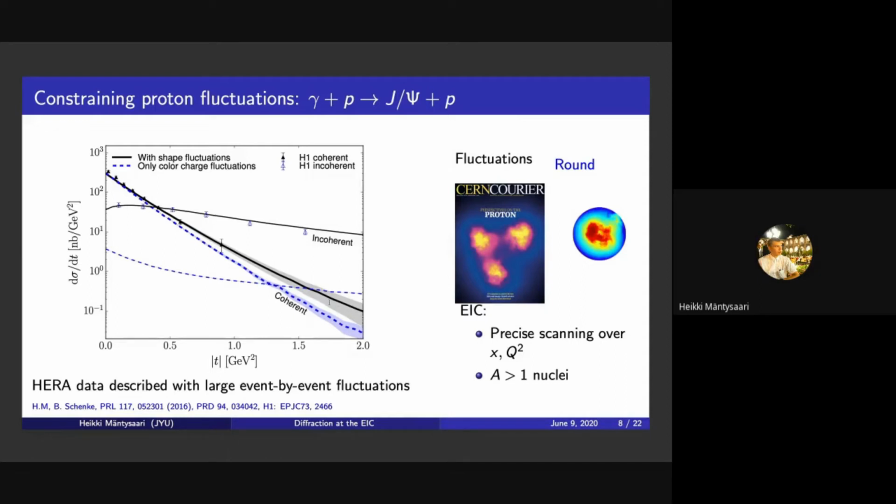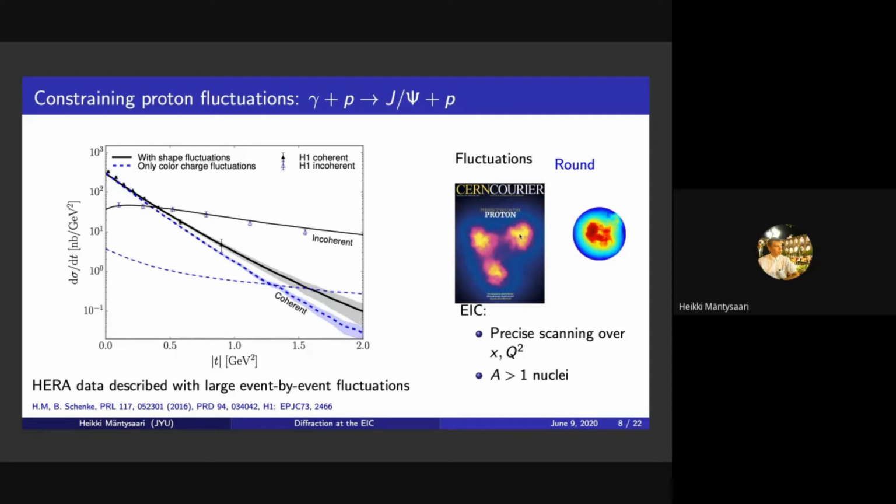So the black line here is the coherent cross-section. It's almost the same as in the case where we didn't have any geometry fluctuations, because on average they don't really change the proton shape, but event by event they of course do. And then this thin line here is what we get for the incoherent cross-section. Now it's about two orders of magnitude larger, because the geometry fluctuations of course increase the variance of the scattering amplitude significantly.